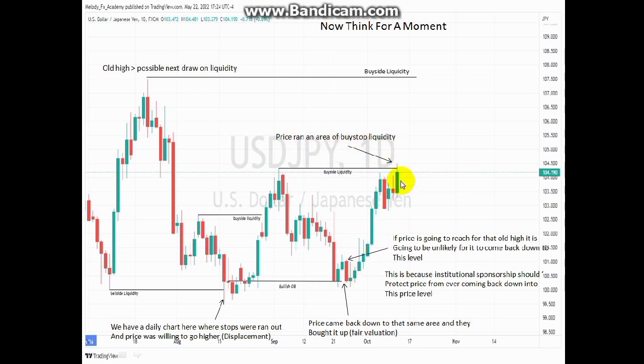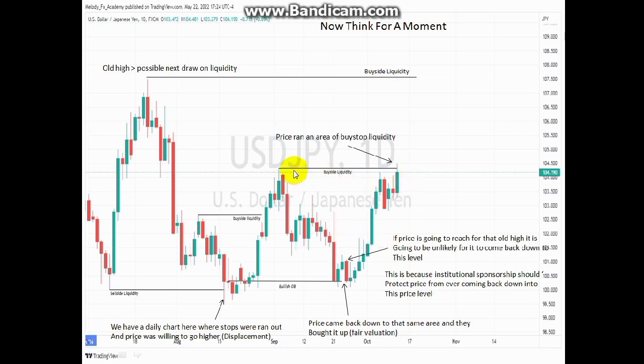Price has already run an area of buy stop liquidity and broke structure to the upside, thereby shifting the structure. We are now currently bullish. Probably you are thinking that the next area price is going to come back to is this other block again, to be bought up. That is where institutional sponsorship is going to come in.